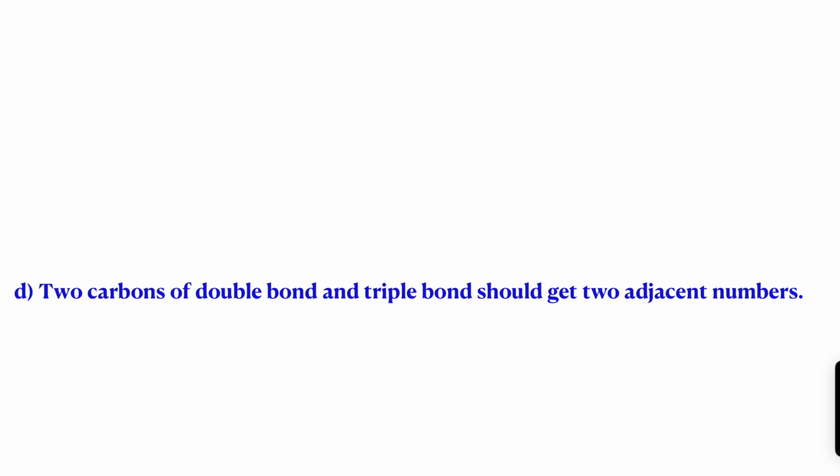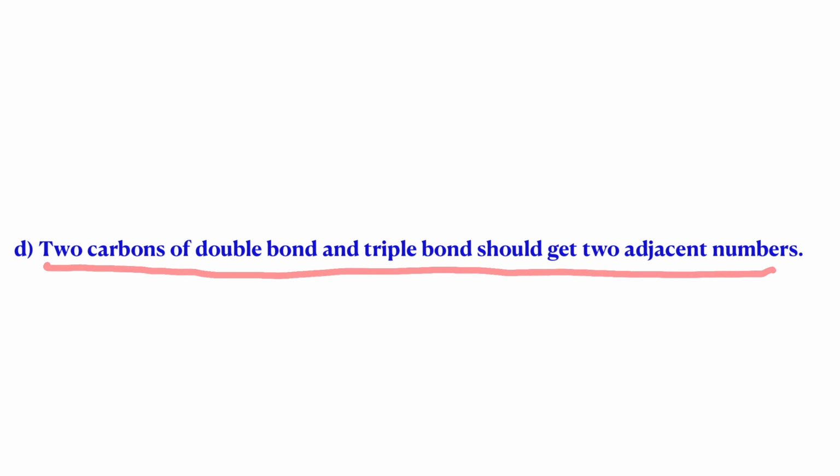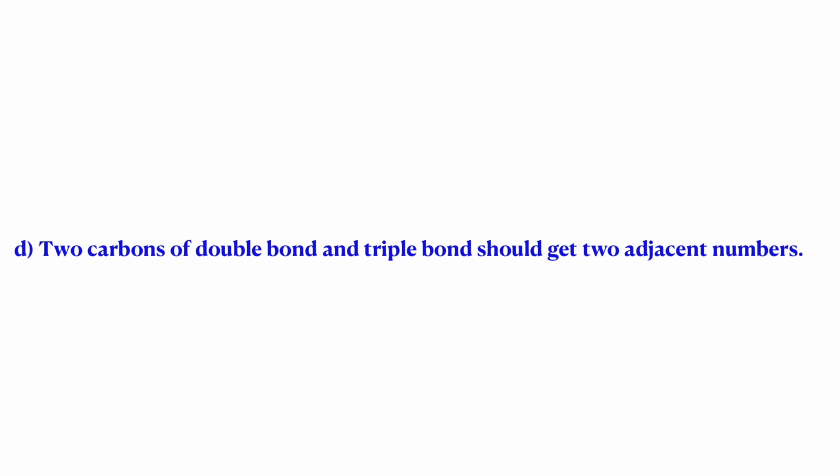And another important point here, because I am discussing this particular point as many students are committing mistakes here. The two carbons of a double bond and triple bond should get two adjacent numbers. So let us understand this. Two carbons of a double bond or triple bond should get two adjacent numbers.